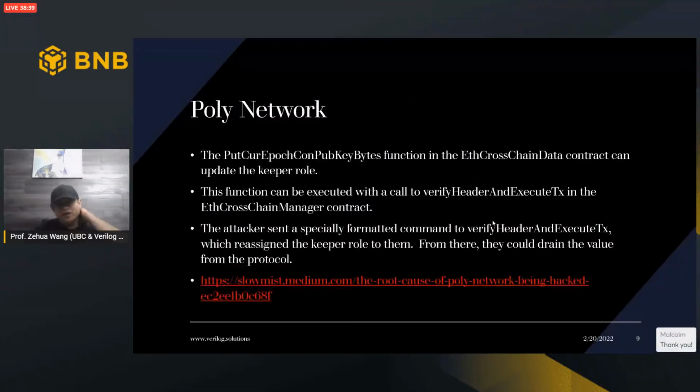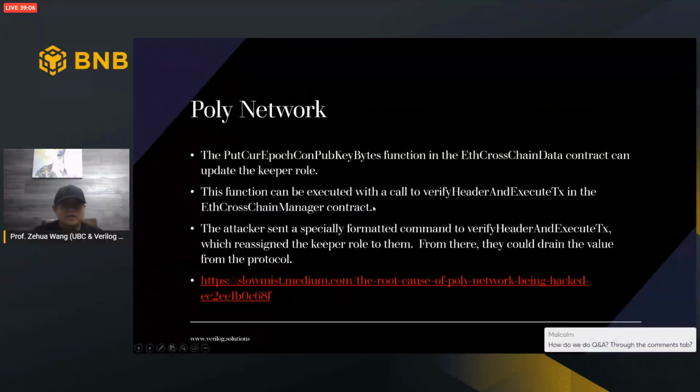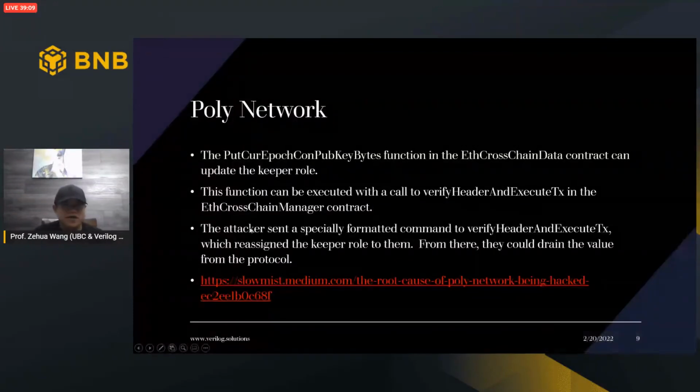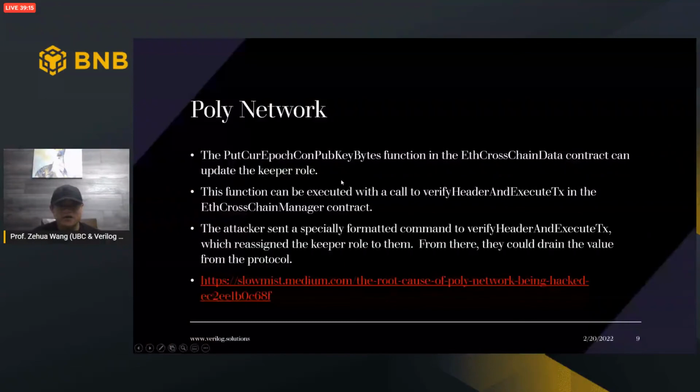There are two functions inside this cross-chain data contract. The first function in this contract is putCurEpochConPubKeyBytes, and this function can be executed with a call to verifyHeaderAndExecuteTx in this smart contract. So the main purpose of the hacker is to send a specially formatted command to this function, which reassigns the keeper role to them. And from there, they could drain the value from the protocol.